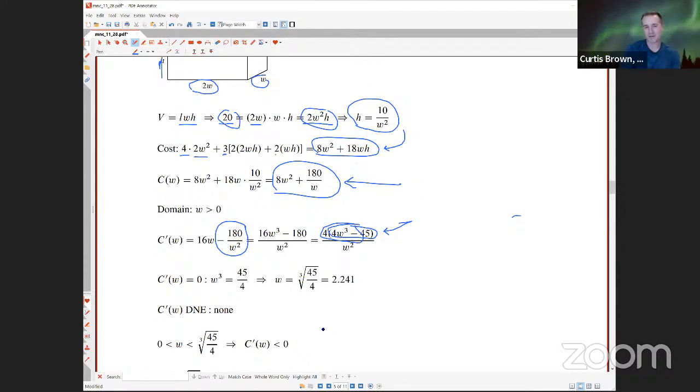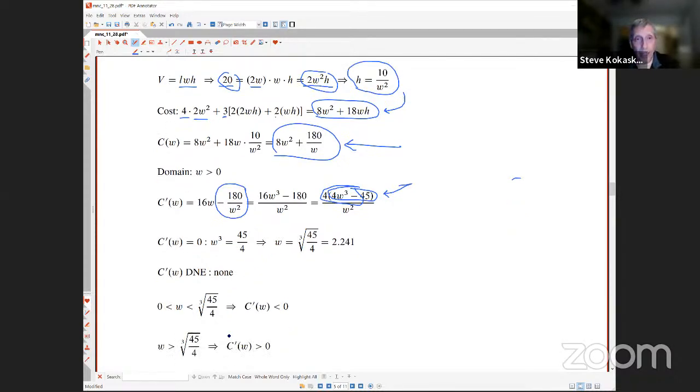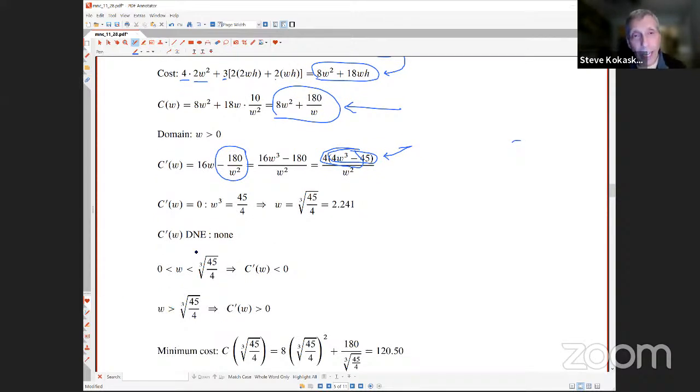Don't forget the squared underneath either, right? Well, yes, but the place where that would be 0 would be 0, but 0 is not in my domain, so I don't have to worry about that. And so the only critical value that I have here is this one, which is approximately 2.241. And I'm going to claim here that for W in that range, 0 up to that critical point, the first derivative is less than 0. And for W bigger than that, it's greater than 0.